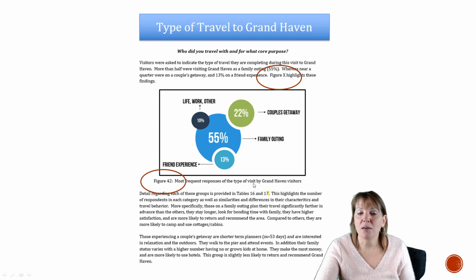Most frequent responses of the type of visit by visitors. And most of them are there for a family outing, but 13% of them are for a friend experience, 22% for a couple's getaway, and 10% went for life, work, or another reason, right? But a very high volume of family types of experiences. So again, you can see the table, or in this case, the image is cushioned again with an introduction of it and then some more information about it below.